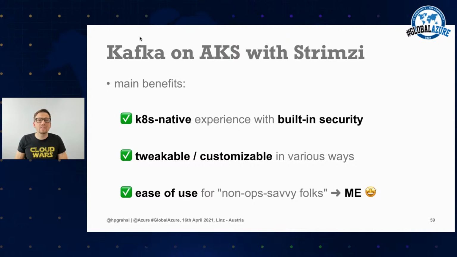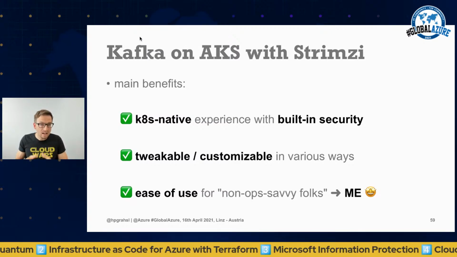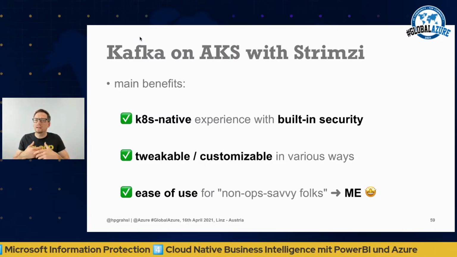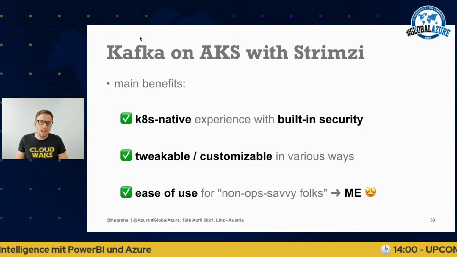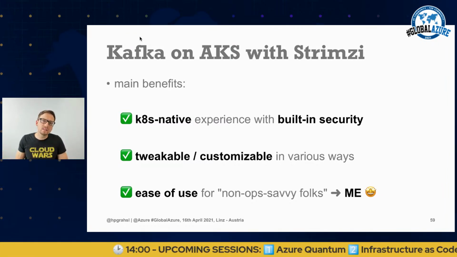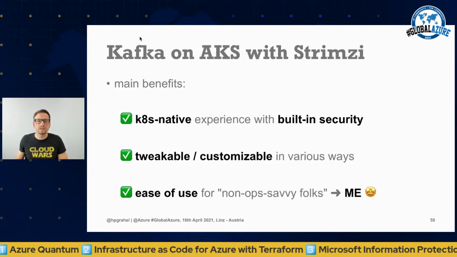So what do we get with Kafka on AKS together with an operator such as Strimzi? We get a Kubernetes native experience, and thanks to the Strimzi operator, we don't get just something up and running. We get a reasonably secured deployment too. Also, in contrast to the previous offering, we see everything that the operator does on our AKS deployment. We can see all the pods. We can inspect all the YAML if we want to. We can tweak and tune it to our own liking. So this makes it a great choice for non-ops savvy folks, and I would count myself as one of these people too. It's really easy to use when we leverage an operator such as Strimzi.